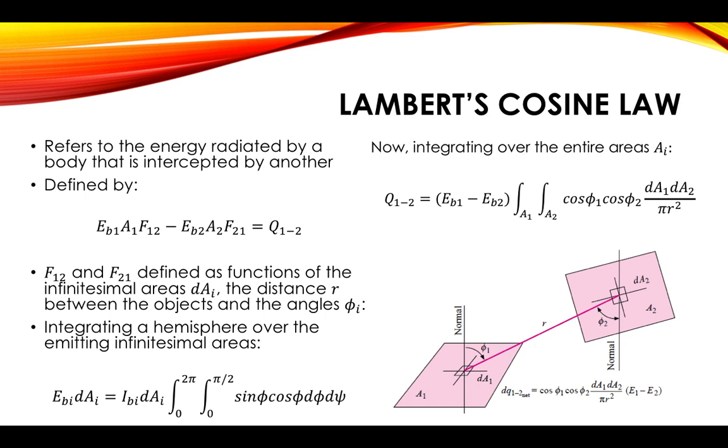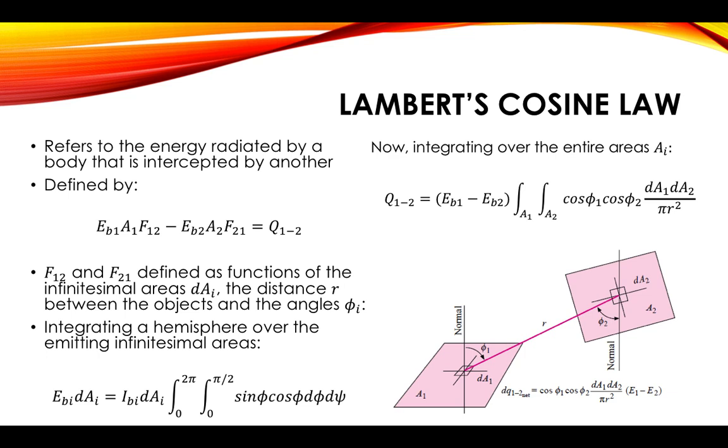Integrating a hemisphere over each of the emitting infinitesimal areas, we get the second equation shown, that is a function of the angle phi between the normal vector and the radius of distance between the two surface areas, and this defines the energy emitted by each infinitesimal area dA sub i. Now, integrating over the entire areas, we can get all the energy transferred by all the infinitesimal areas added together from each of the two surfaces, A1 and A2.